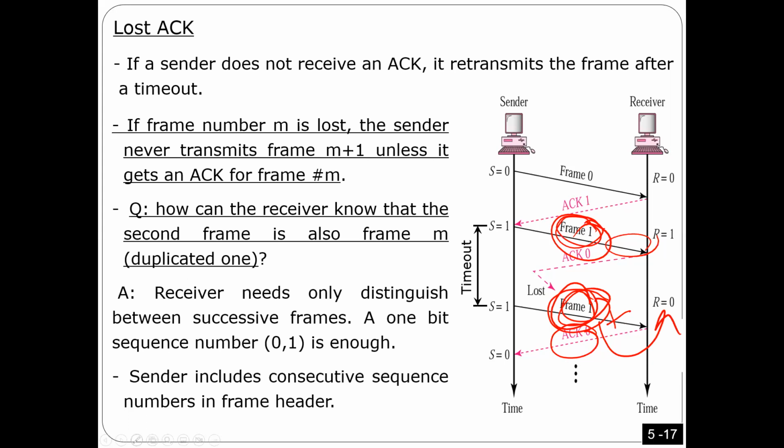And the way you can know it here is because you transmit 0, 1, 0, 1, 0, 1, 0, 1, 0, 1. It has to be this way, okay? So if I receive 1 and then 1, that means you lost my acknowledgement. So that means it's duplicated. So I'm going to remove this one. I'm going to delete this. Any questions?